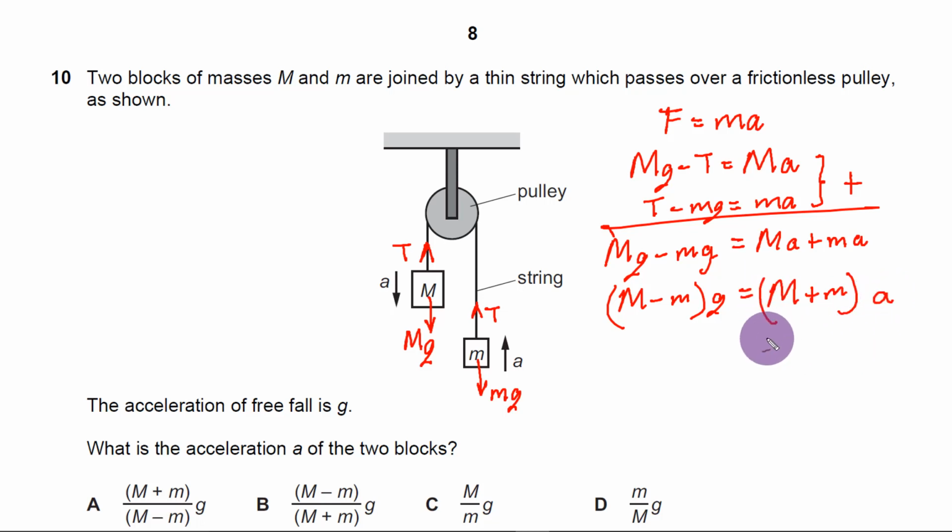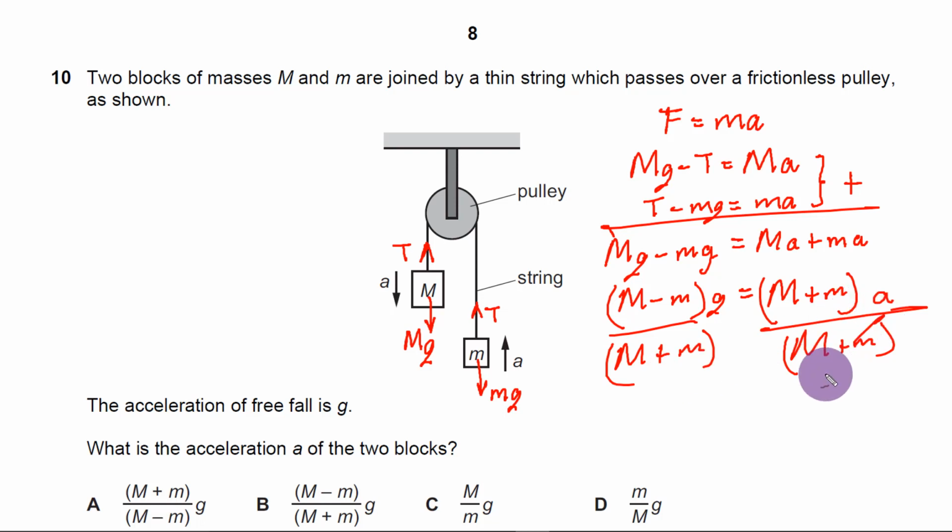At this point, I can divide both sides by M plus small m. And over here, I can have M plus small m. You'll be able to see that this one cancels out with this, and it gives me the acceleration as M minus small m divided by M plus small m, of course times g. And the best option is, of course, B. That is how B happens to be the answer to that part.